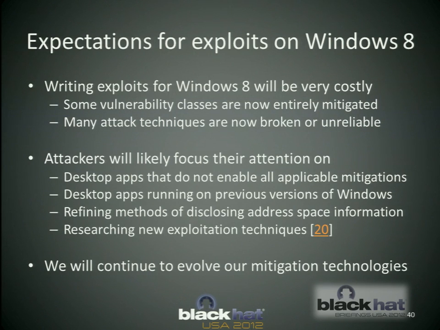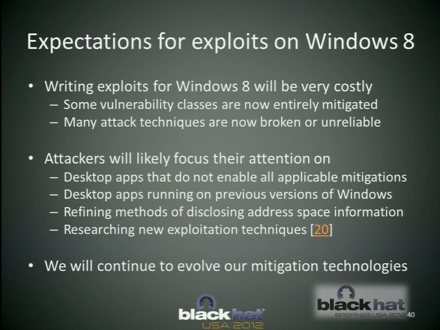Okay, so to wrap up, our expectations for exploitation on Windows 8. We believe because of the investments that we've made in Windows 8 and in previous versions of Windows, writing exploits for Windows 8 is going to be very costly. In certain cases, we've actually taken steps to mitigate certain vulnerability classes entirely. If you think back to range checks and the kernel null dereference protection, these both turn what were previously elevation of privilege vulnerabilities into things that are now denial of service.